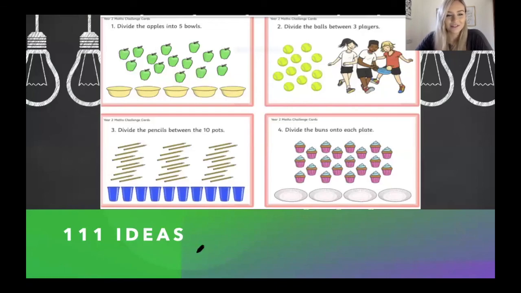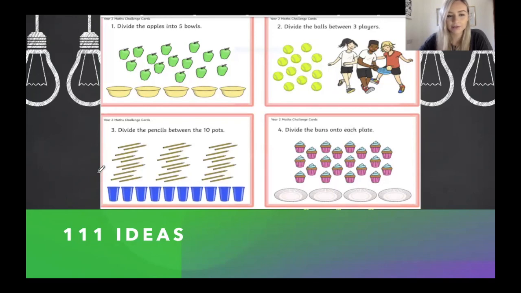If you're doing few ideas, then I've got some word problems for you. I will read them to you and then let you have a go. The first one says divide the apples into 5 bowls. Now we've got the 5 bowls for you on the screen. You could draw them if you want to and divide all of the apples into those 5 bowls. Make sure they're equal. The next question says divide the balls between the 3 players. So 3 of these players are going to need the same amount of tennis balls. You need to divide them equally.